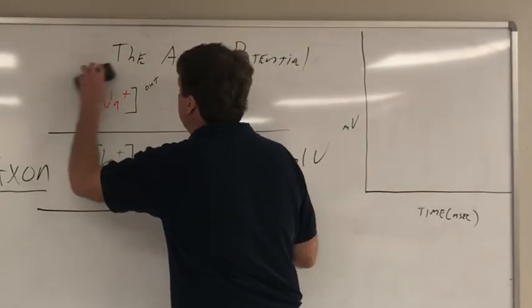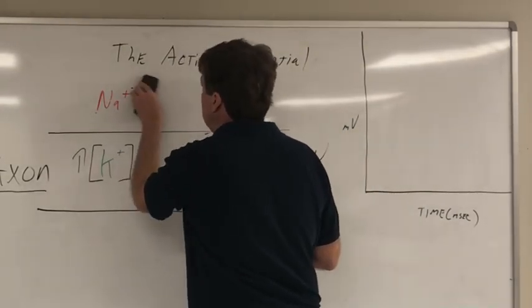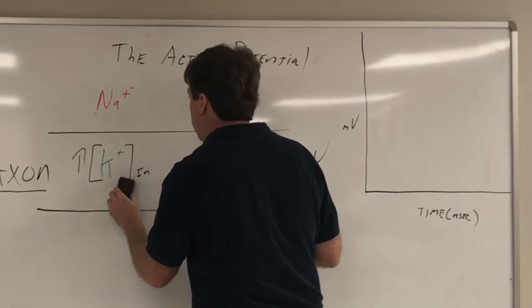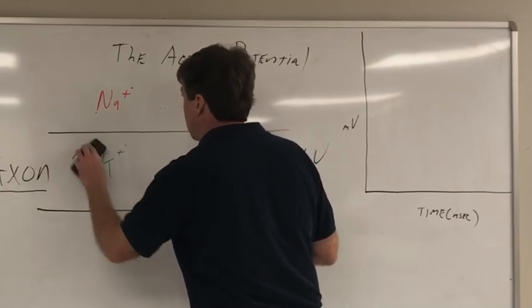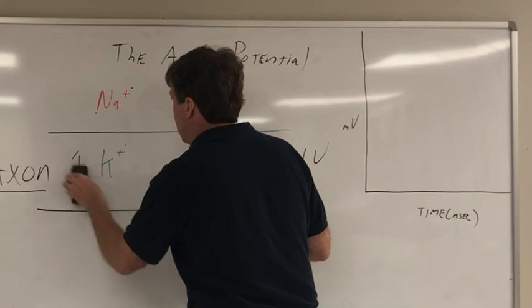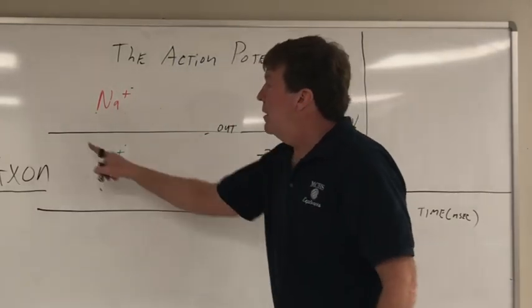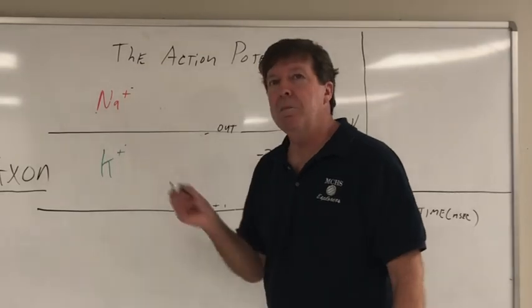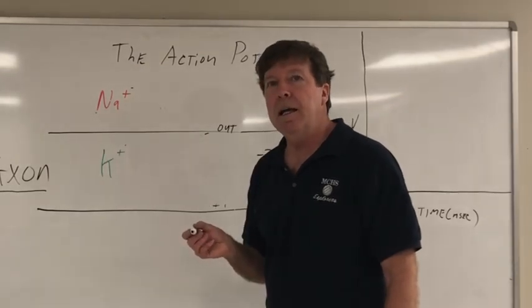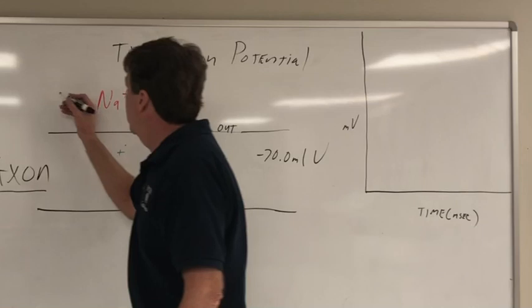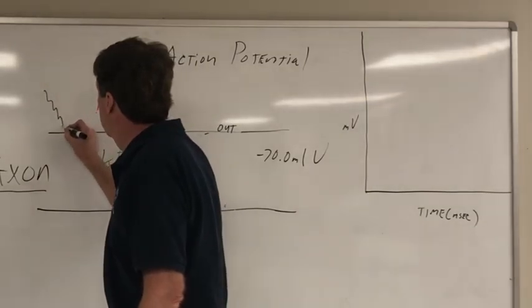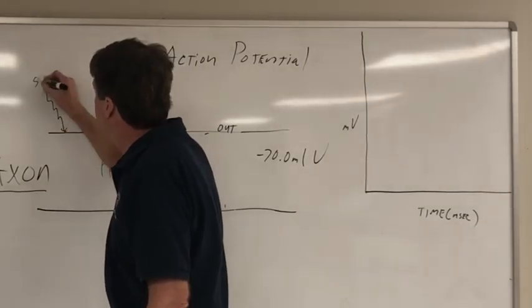So here we are. We've got high sodium on the outside. We've got high potassium on the inside. And let's stimulate this axon. Stimulate it with a little probe, let's say. So here's going to be one stimulus.